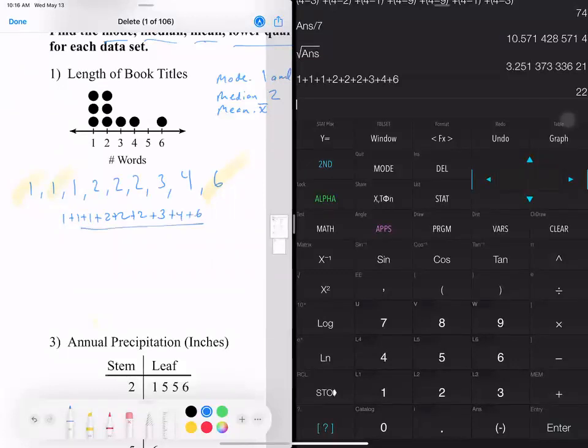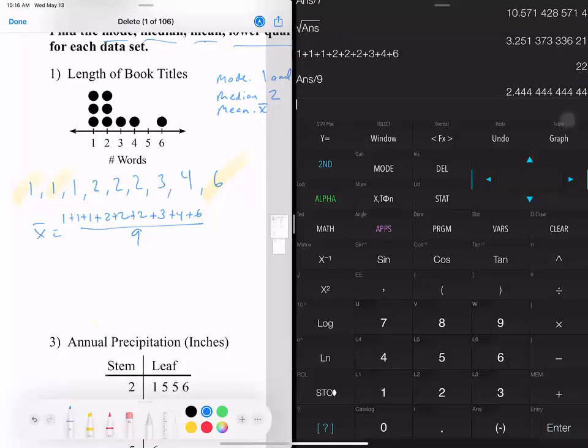Divide that all by the number of terms we have: 1, 2, 3, 4, 5, 6, 7, 8, 9. 9 terms. That's our X bar, which is our mean. 22 divided by 9 gives us 2.4. We're going to round to the nearest tenth for this.